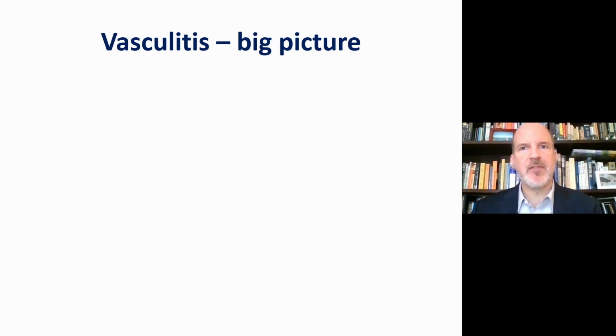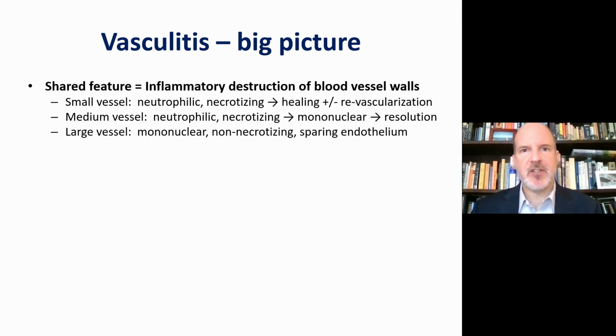So just trying to put all of them together again, I did mention they have this shared feature of inflammatory destruction of vessel walls. With the small vessel, what I mean by that is too small to have a smooth muscle layer. So arterioles, capillaries, and venules. This is neutrophilic inflammation that is necrotizing, and then it heals with revascularization. Medium vessel, which is predominantly the disease polyarteritis nodosa, is also neutrophilic at the beginning and causes necrosis in the vessel wall, but then proceeds fairly quickly to a mononuclear cell infiltrate that resolves a little more slowly over time.